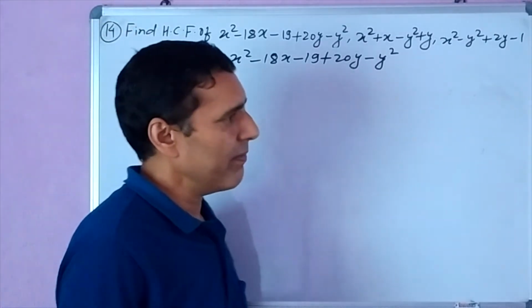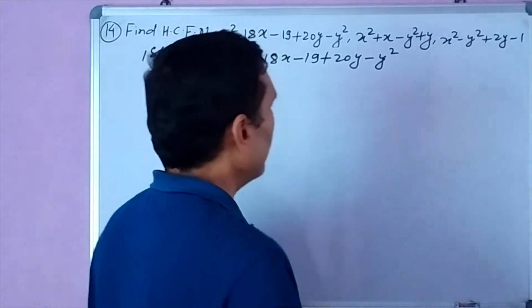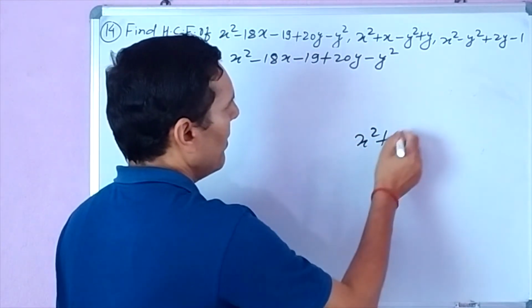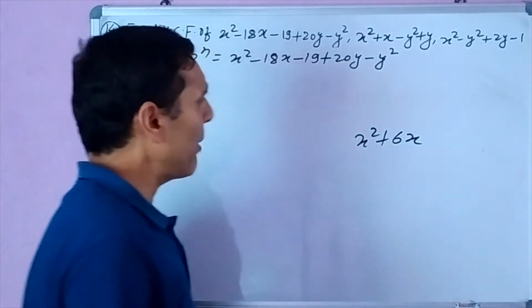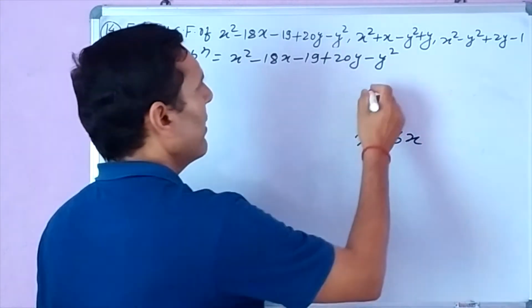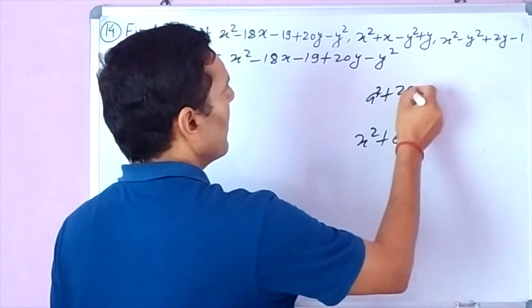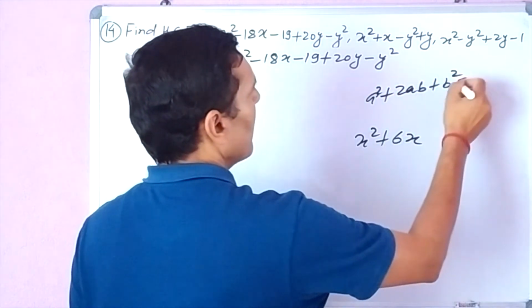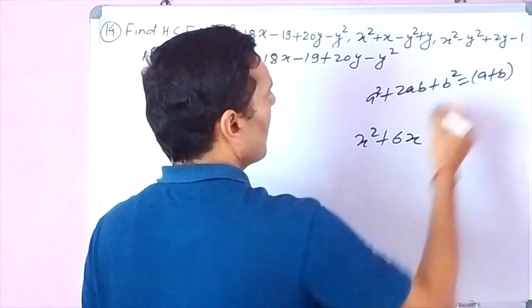What do you mean by completing the square? Let us take one example, x square plus 6x. We have two terms here. To complete the square means to make it a square plus 2ab plus b square, so that we can write a plus b whole square.